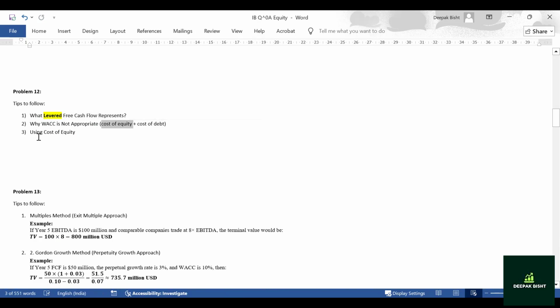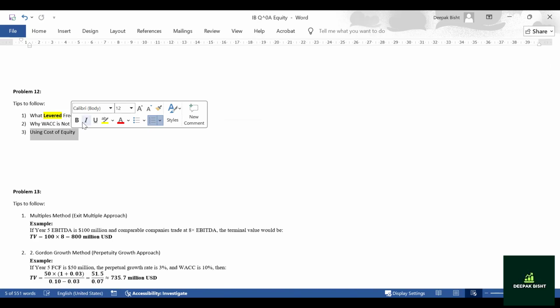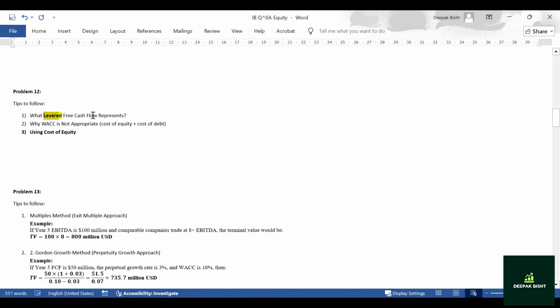One more question that arises is: why cost of equity? Because levered free cash flow reflects only the cash flow available to equity holders. The proper discount rate is the cost of equity, which captures the returns that investors require for the risk they are taking by holding the company's stock. Discounting levered free cash flow at the cost of equity directly yields the equity value of the company, which is consistent with the perspective of equity holders. So it makes more sense to use only cost of equity when you are discounting levered free cash flow.